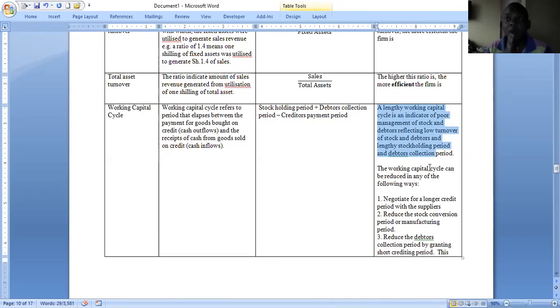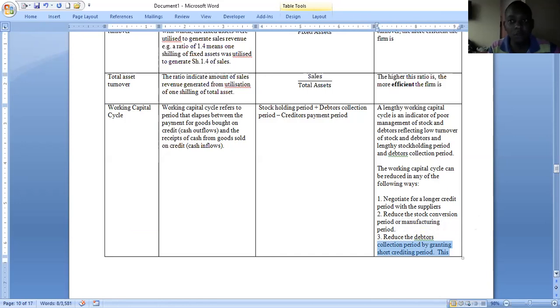So the business should yearn to achieve a shorter working capital cycle, which is equal to the stock holding period plus the debtors collection period minus the creditors payment period. The working capital cycle should be as short as possible. And the firm can achieve a shorter working capital cycle by negotiating for longer credit with their creditors, pushing their debtors to pay early, and also being more efficient in stock activity, holding stock for shorter periods.